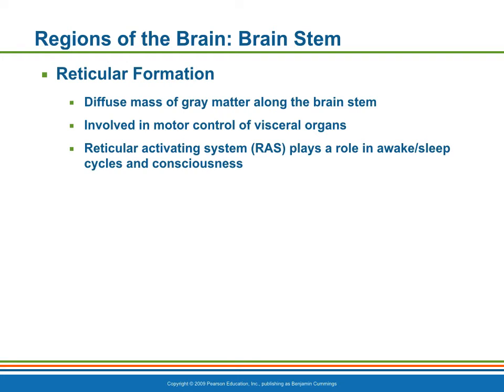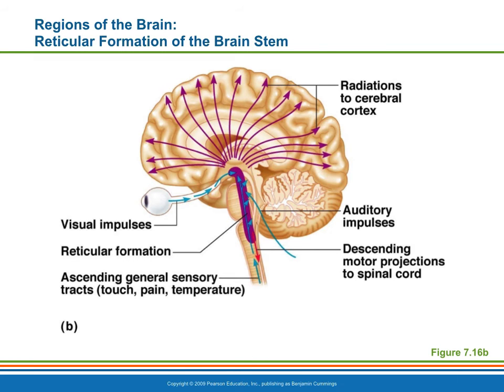Damage to this area can result in permanent unconsciousness. Ooh, didn't want that. This figure shows the reticular formation in the brain stem. Ascending arrows indicate sensory input to the cerebrum, and descending arrows indicate efferent output of reticular neurons.